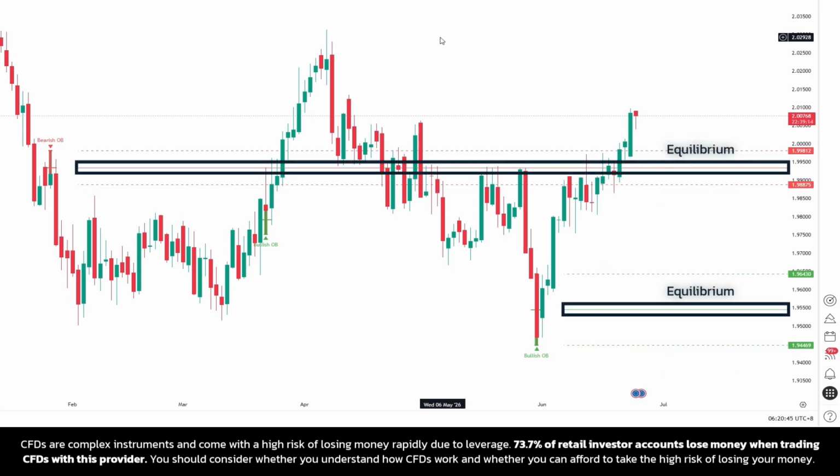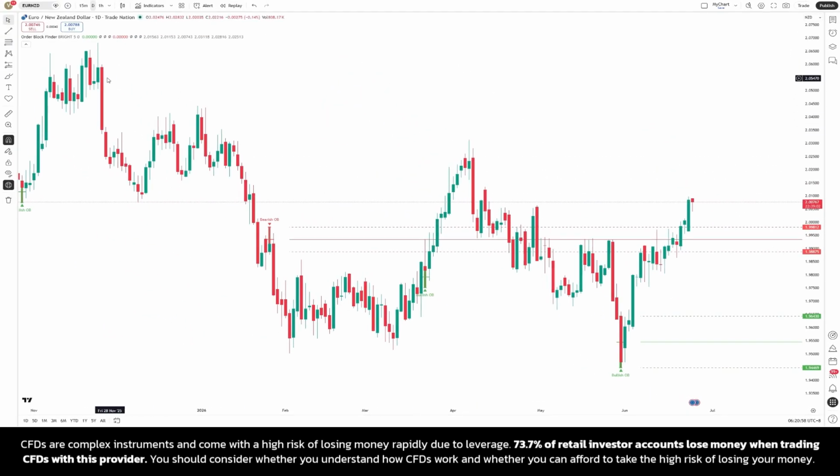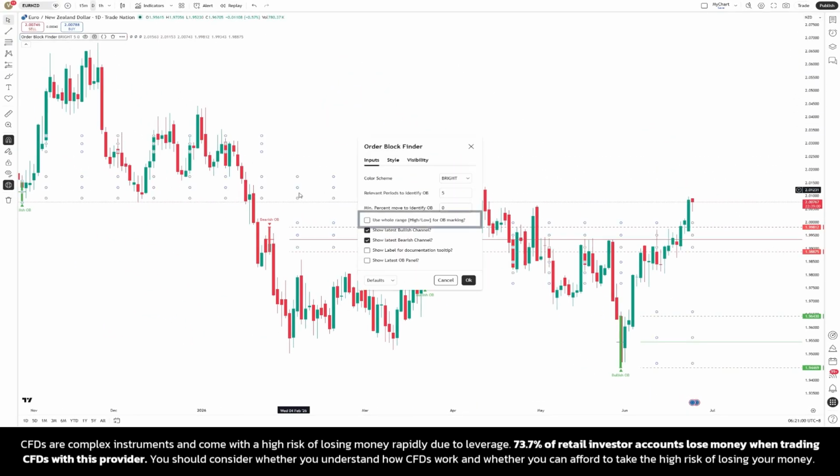Once an order block is identified, the indicator marks the upper and lower limits of the area, as well as the equilibrium, or average level, inside the block. That middle line can be useful because price may not always react from the edge of a zone. Sometimes the more meaningful interaction happens closer to the midpoint. There is also an option to mark either the candle body range or the full high to low range, depending on whether you prefer a tighter or wider order block area.